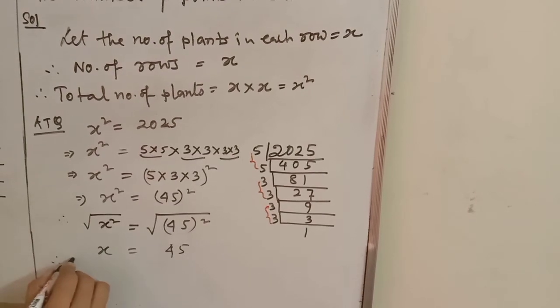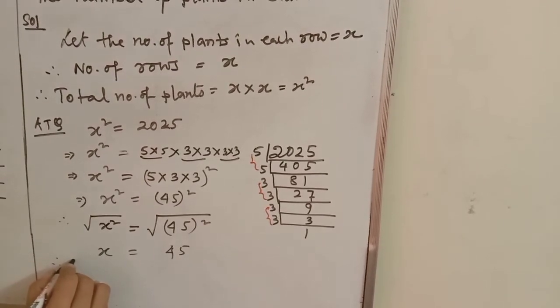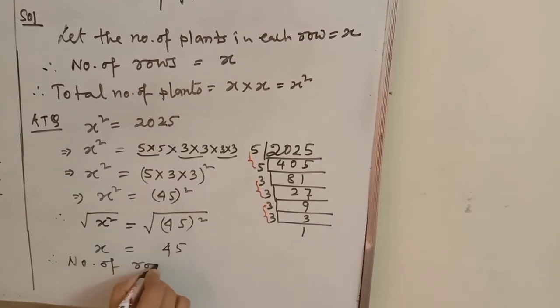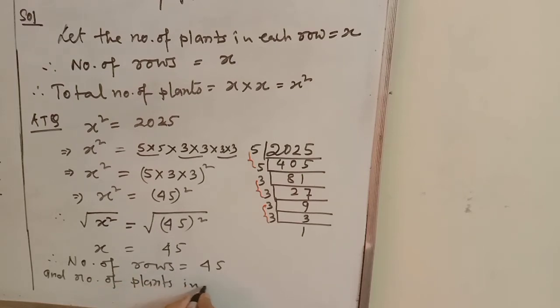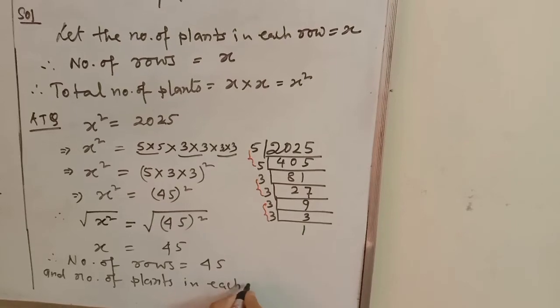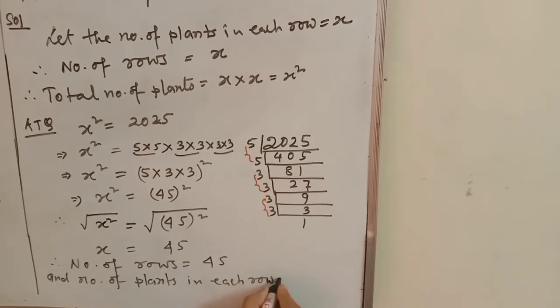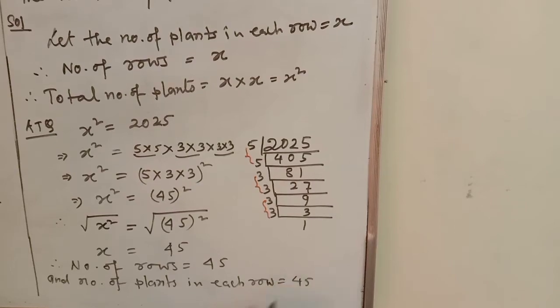Therefore, number of rows equal to 45 and number of plants in each row equal to 45.